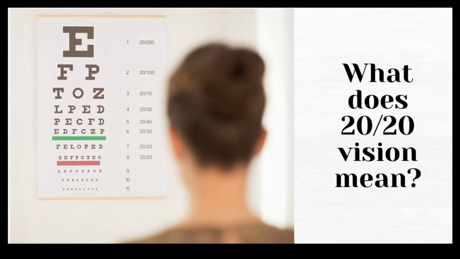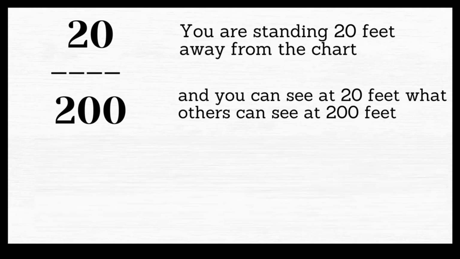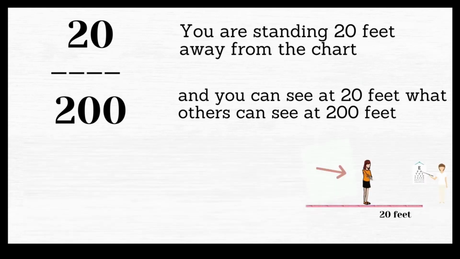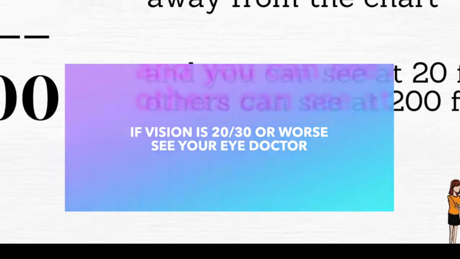So the real question is, what does 20/20 vision mean? In order to understand this, we need to know that the top number represents how far you're standing away from the chart, and the bottom number is the distance in which a normal eye would be able to read that particular line. So for example, 20 over 200 means that you are standing at 20 feet away from the chart, and you can see at 20 feet what others can see at 200 feet. That is not very good.